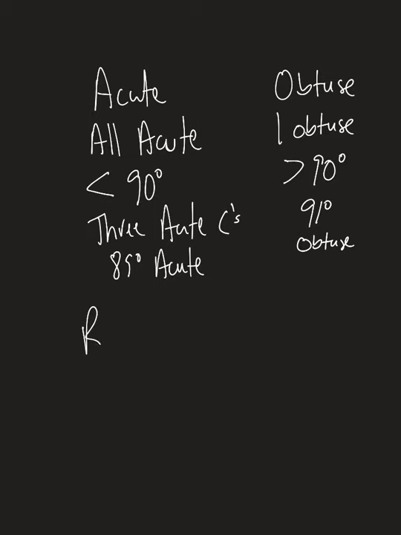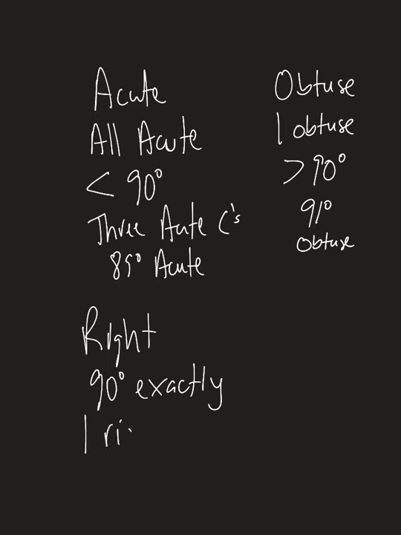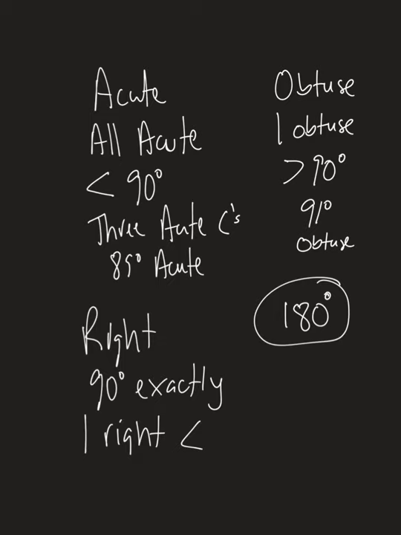So then a right angle is going to be exactly 90 degrees. And you only need 1 right angle. So 1 right angle makes it a right triangle. 3 acute angles make it acute. 1 obtuse angle makes it obtuse. And remember, all the angles in a triangle add up to 180 degrees. Super easy to remember.